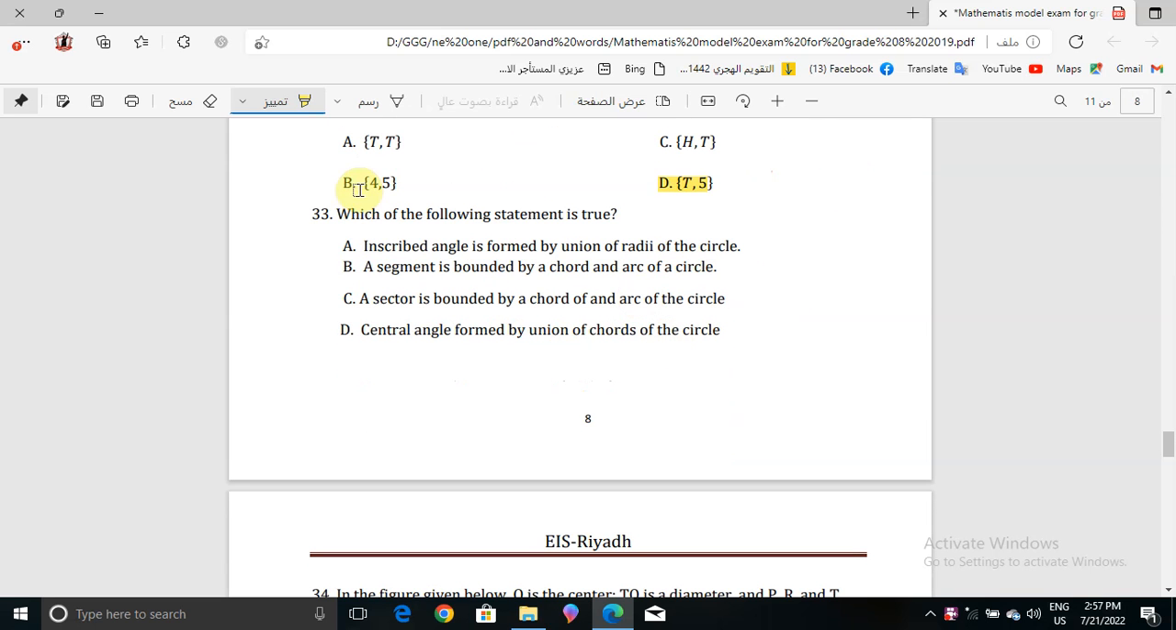Now question number 33. Which one of the following statements is true? Inscribed angle is formed by union of radii of the circle. No. A segment is bounded by a chord and arc of a circle. Yes, this one is the correct answer for question number 33.